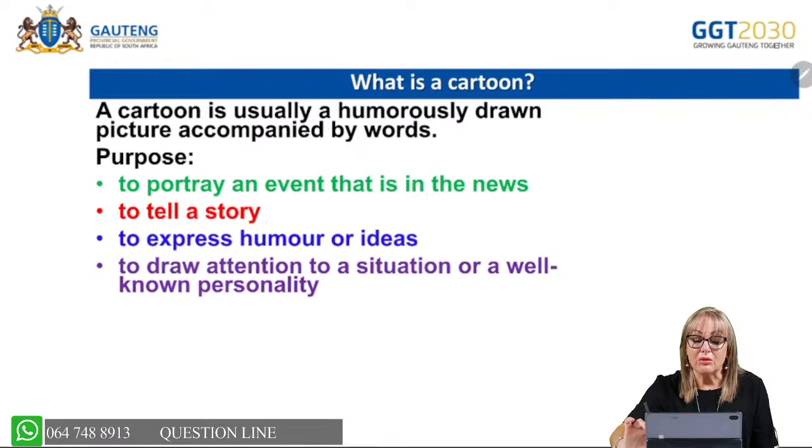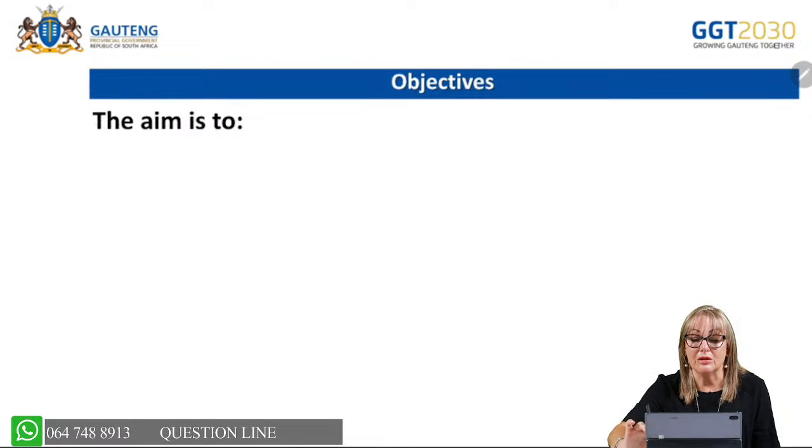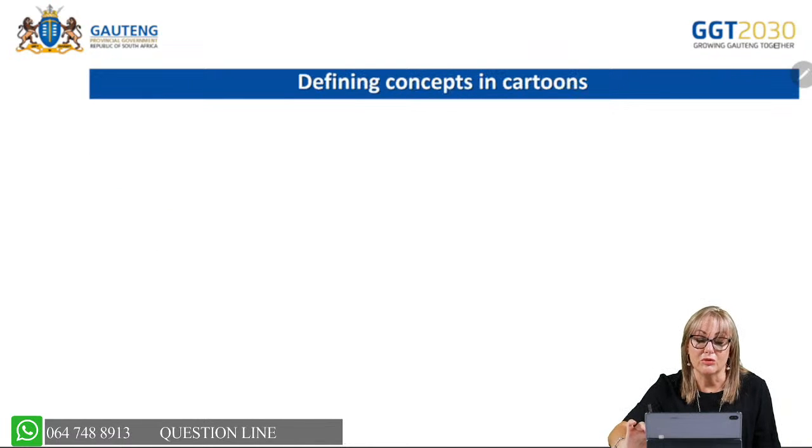All right, cartoons can also draw your attention to a situation or a well-known personality. And it highlights a current social or political issue. So some cartoonists are well known for their satire. They always make fun of politicians, and the politicians don't always love them, but they give us a message. So the aim of a cartoon is to inform, or to educate, or to entertain. So that's why we need to read cartoons.